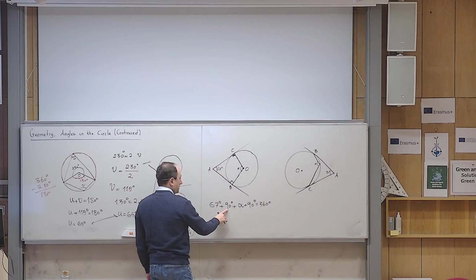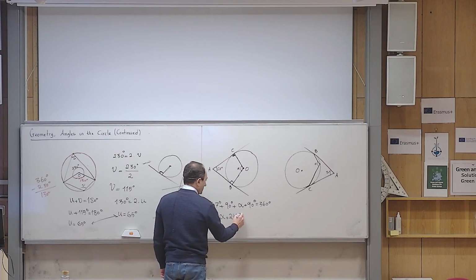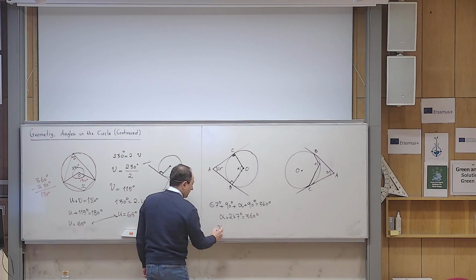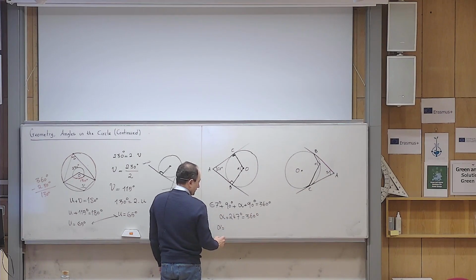90 and 90, 180, plus 67 is 247. So alpha plus 247 degrees is equal to 360 degrees. And then you write alpha equals to, you move this to the other side, which becomes what?